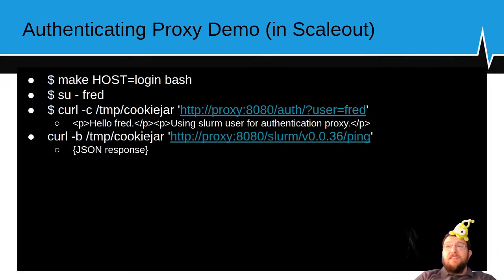Next, an example where we use a very simple authenticating proxy. We start the cluster and connect it to the login node. We then become the test user Fred. First, we log into the authentication proxy, which in this case is just telling it which user we are. We use the cookie jar functionality in curl to save the session cookie. We then proceed to make a request using the session cookie and get the expected result.